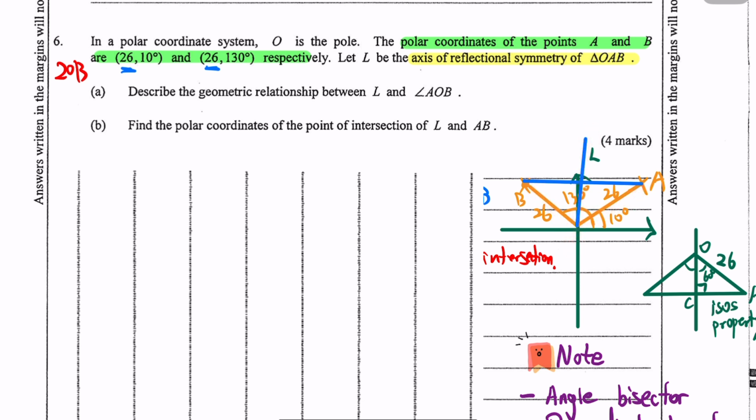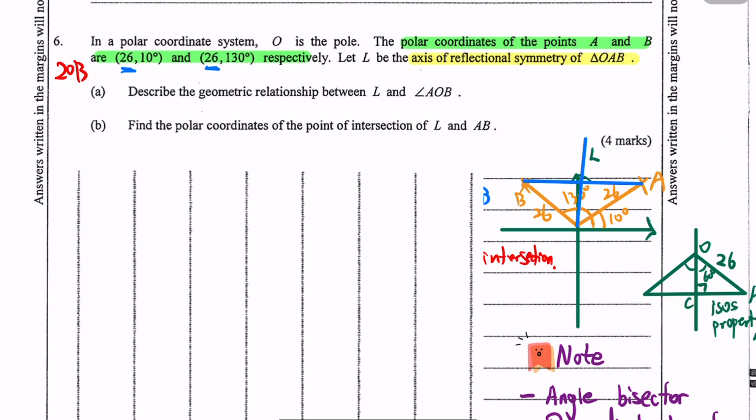L is the reflectional symmetry of the triangle, everyone. So now we have a triangle here. Basically, you need to find out that it's isosceles. So it's an isosceles triangle, and then we draw a symmetry axis here. It basically cuts it into two identical right angle triangles. So it means that it's the angle bisector here. Why can't you say it's the median? It's also the median of this triangle, right?